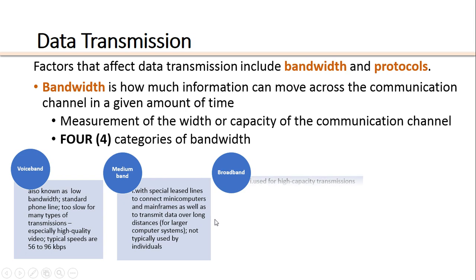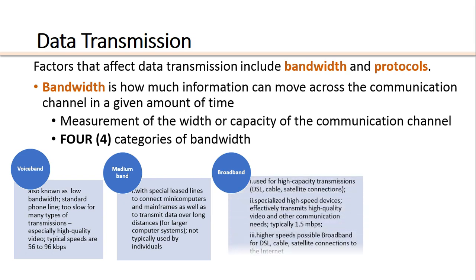Broadband, used for high capacity transmission, for example DSL, cable, satellite connections. Specialized high-speed devices effectively transmit high-quality video and other communications. Typically 1.5 megabit per second is the highest speed possible broadband for DSL, cable, satellite connection to the internet.